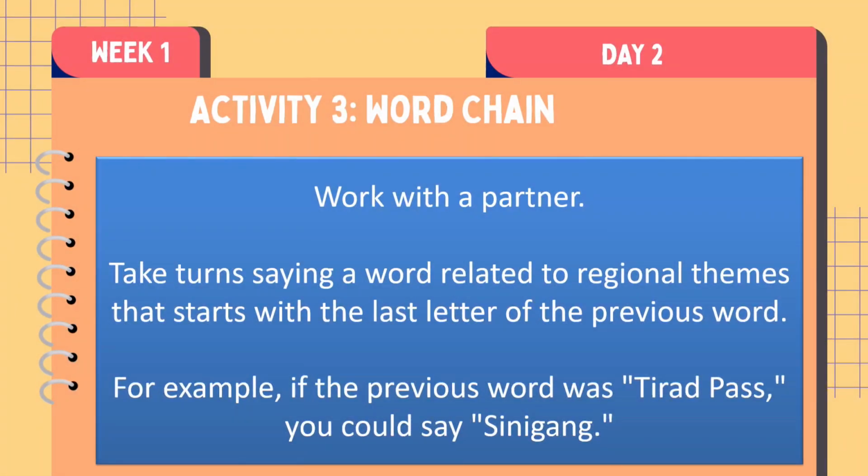Let's have our activity number 3, which is the word chain. This is a work with a partner. Take turns saying a word related to regional themes that starts with the last letter of the previous word. For example, if the previous word was tirad pas, you could say sinigang.